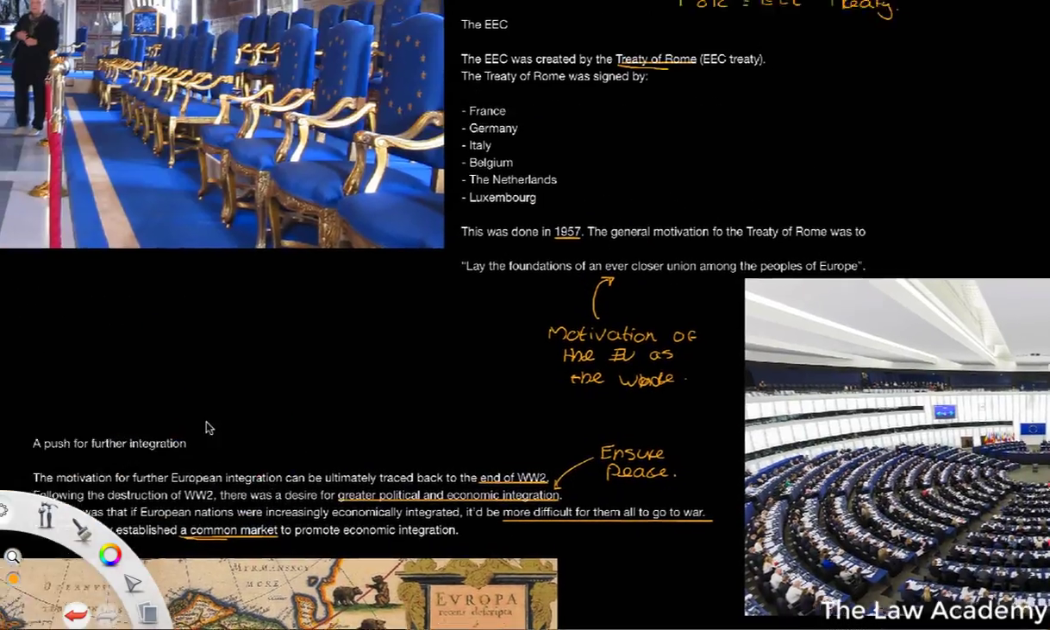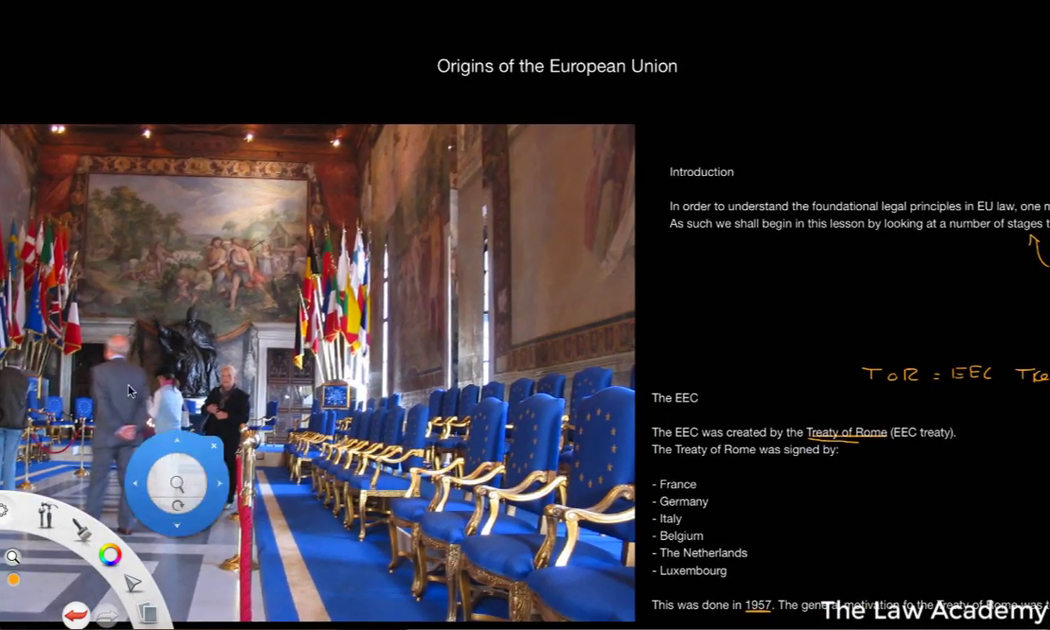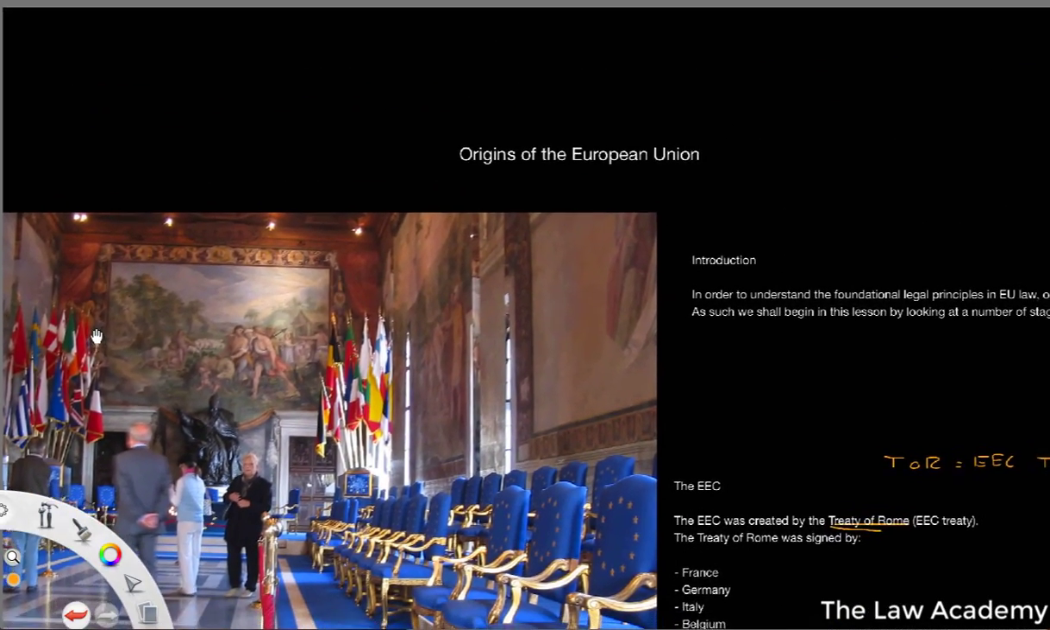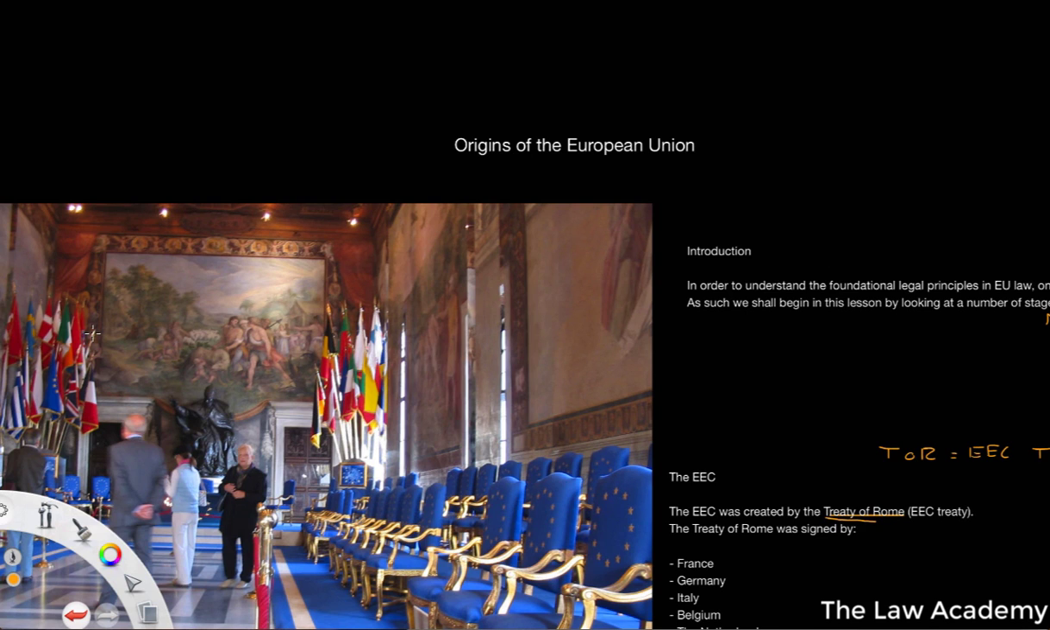So this is really where we see the origins of the European Union. In the next lesson, we're going to see how these foundations started to build into the European Union that we see today, before we start to look at how the European Union creates legislation and how the European Union institutions operate within each other.